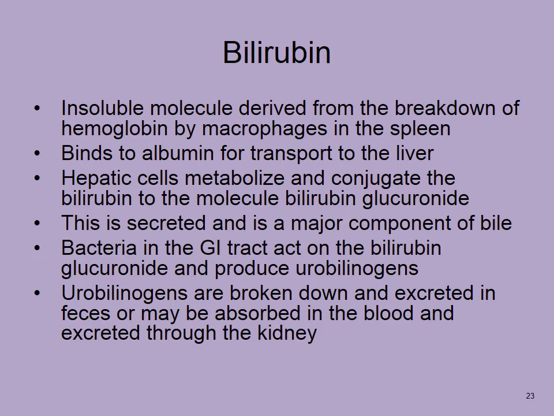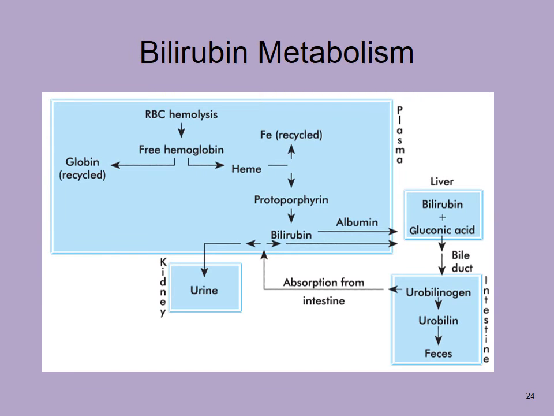And if you'll remember, that's one of those tests on your urinalysis that you do. Urobilinogens are then broken down and excreted in the feces, but they can also be absorbed in the blood and excreted through the kidney, and that's why we're looking at that value in urinalysis as well. This is a nice complicated slide. It's actually extremely simplified, but I won't make you remember it. If you want to, you can pause the video and have a look at this. It gives you an idea of how bilirubin is metabolized within the body.